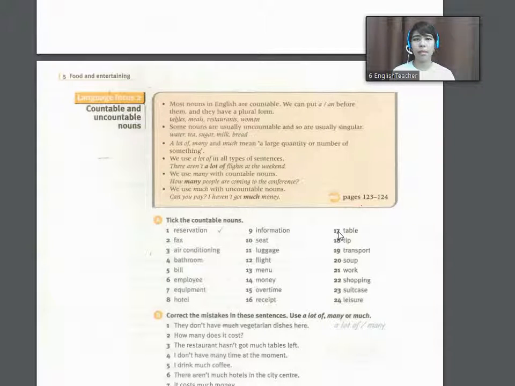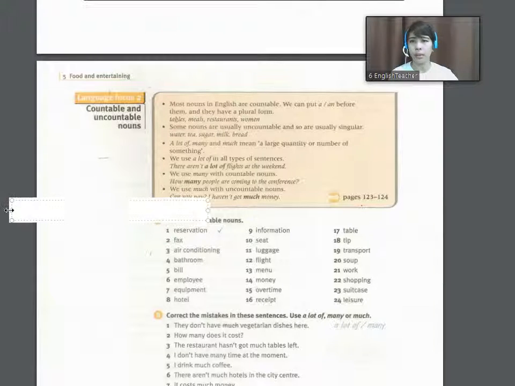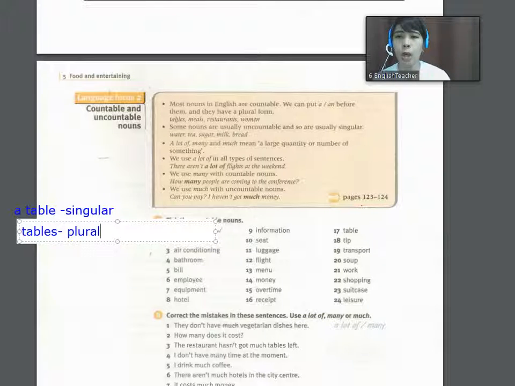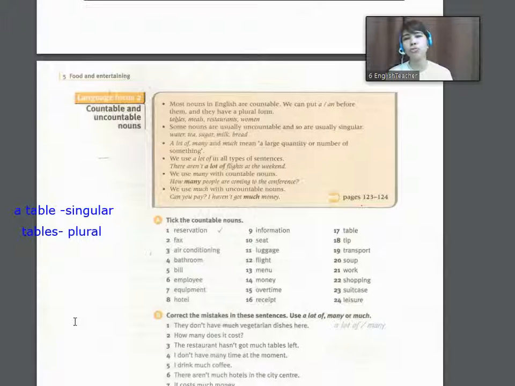For example, a table. Now I'm going to try to write that down so you will have an idea, or you will really understand how to do it. So a table is for singular form, which means only one. And then another one, tables, is for plural form, which means many. So it goes to a lot of different nouns. For example, a chair, chairs, a meal, meals, a restaurant, restaurants.